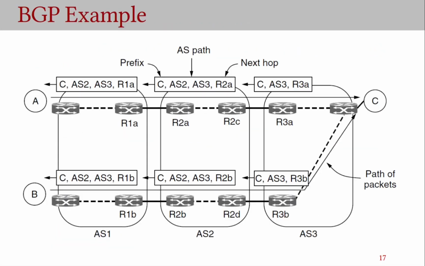Here is another example. So here we have three autonomous systems, and this middle one is a transit, and these are ISPs.